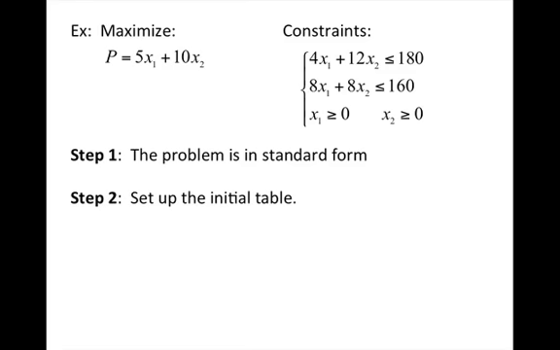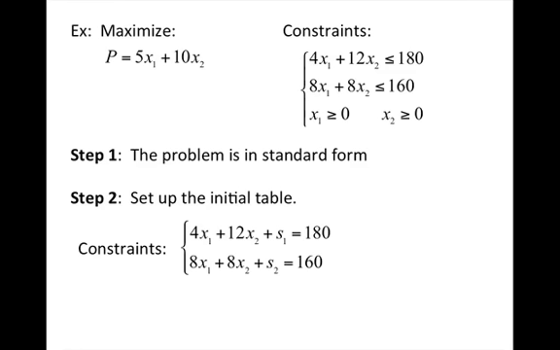So step 2, I need to set up my initial table. The initial table always uses equations, so I need to take my constraints and my objective function and turn them into equations in the form that I need. So for my two constraints, I'm going to add the slack variables, S1 to the first constraint and S2 to the second one. So when I add my slack variables, I end up with 4x sub 1 plus 12x sub 2 plus s sub 1 equals 180, and 8x sub 1 plus 8x sub 2 plus s sub 2 equals 160.